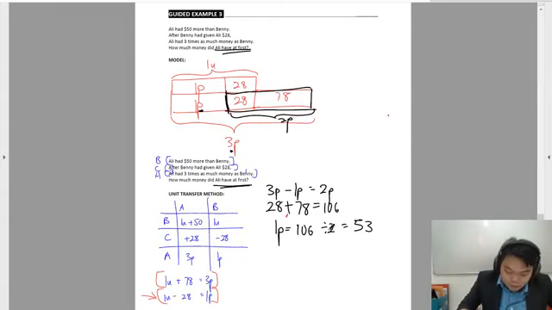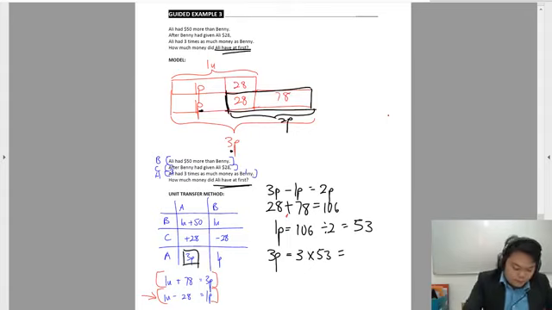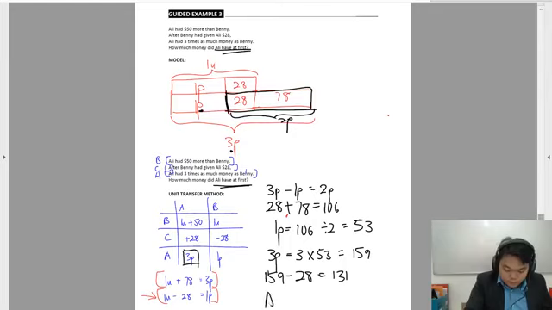Now take note that this is in terms of parts. So what you want to do is to find out his 3 parts at the end first. 3 parts will be 3 times 53, giving us 159. And from here, we simply work backwards to obtain what he had at first. So the answer here will be $131.